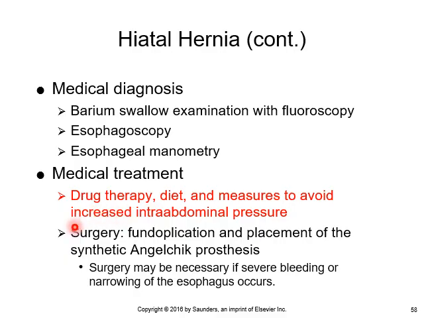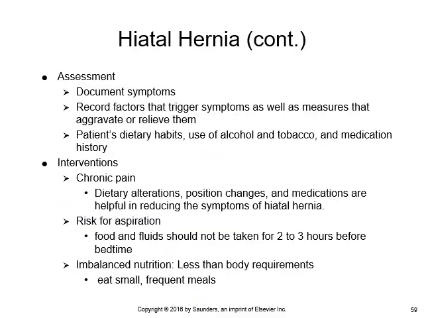And if needed, the patient can have surgery. It's called Angelchik prosthesis, where they would put the stomach back into where it's supposed to be, and then they would put a little prosthesis to keep it in place. Surgery may be necessary if severe bleeding or narrowing of the esophagus occurs.